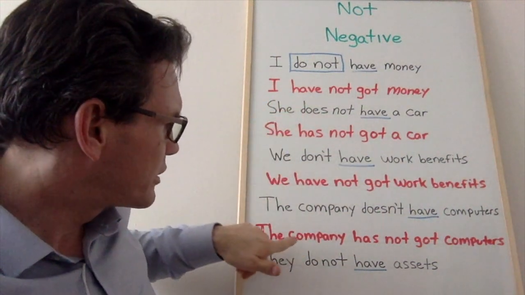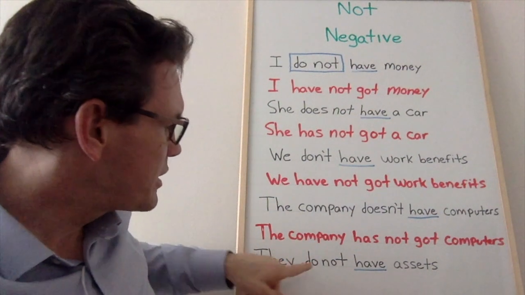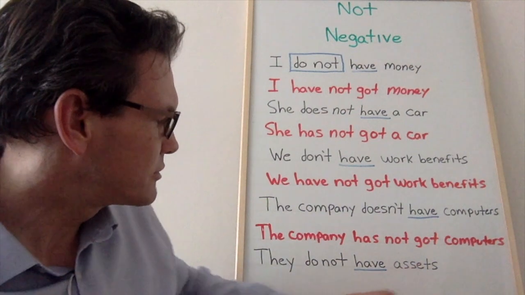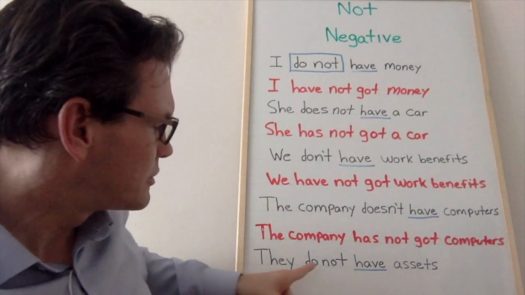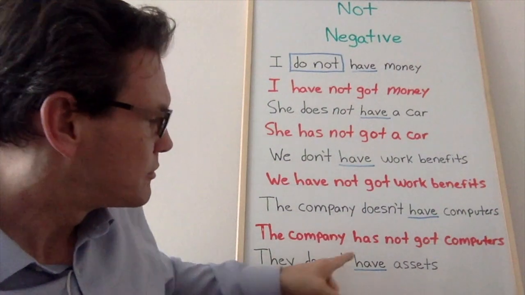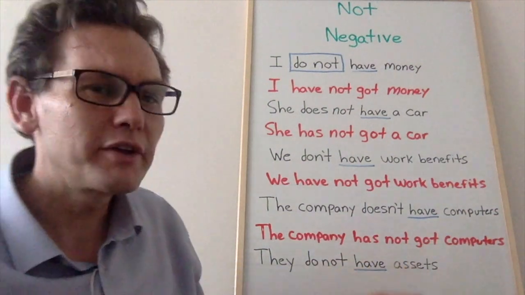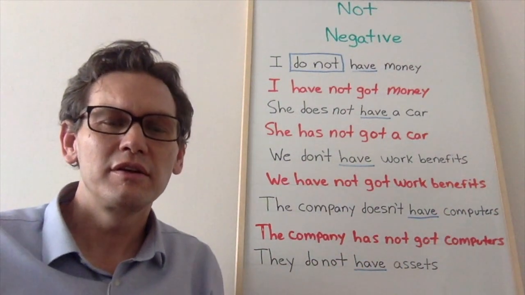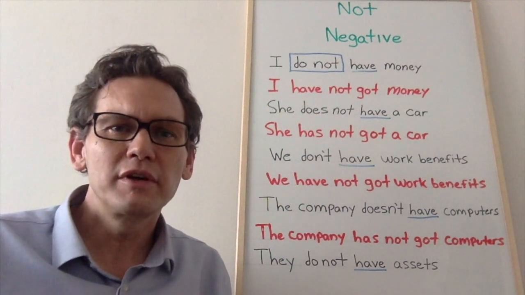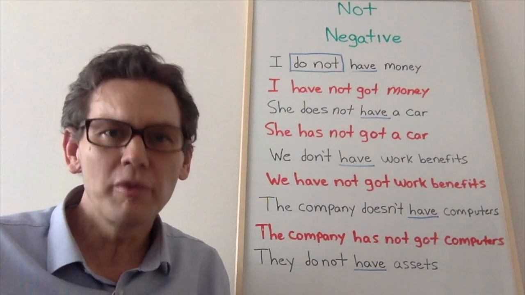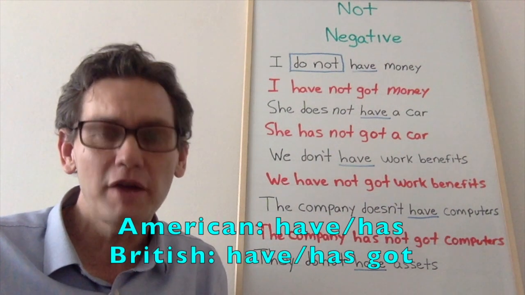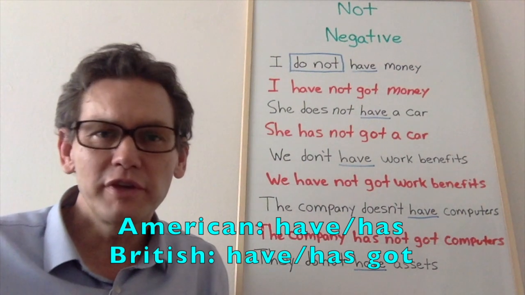Let's look at this one here. They do not have assets. Okay? Again, subject, verb, not negative form, have assets. Okay, so I hope you like this lesson. I talked about the positive form and the negative form for have and has got in business English.